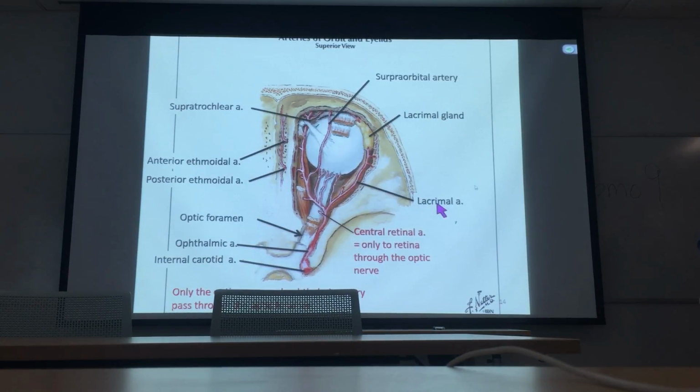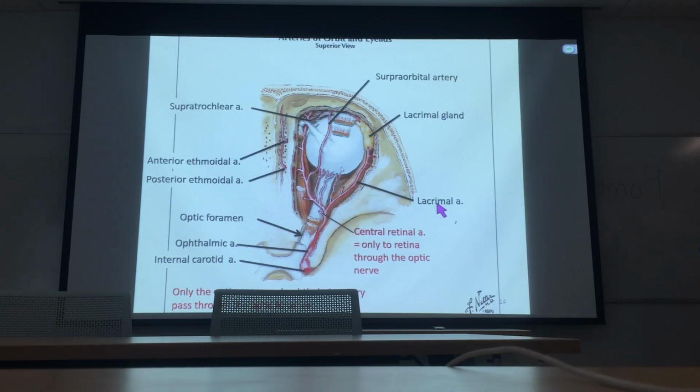Okay, so a couple of facts relative to blood supply. Remember, all the blood supply that's coming into the orbit is going to be coming from the ophthalmic artery. The ophthalmic is a branch of the internal carotid artery. Make sure you know that the ophthalmic artery travels with the optic nerve through the optic canal. There's a foramen, if you will, the optic foramen, through the canal into the orbit.